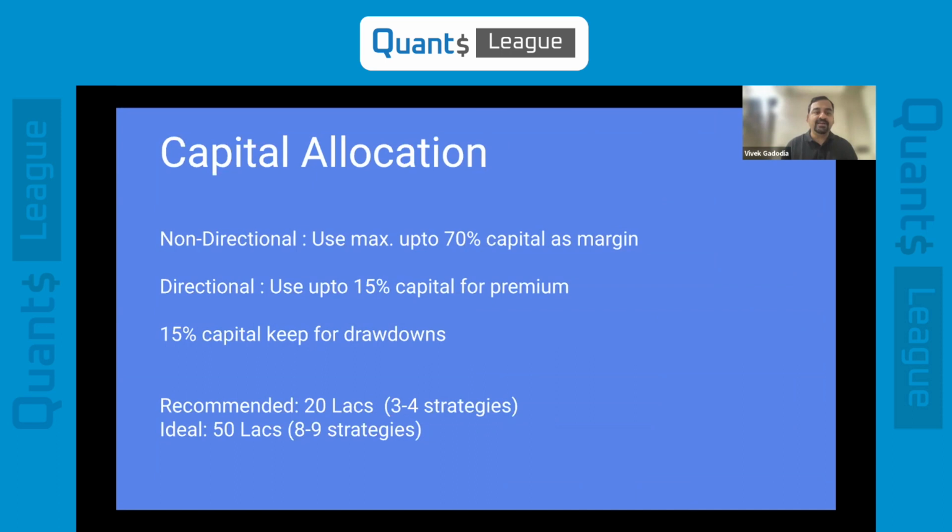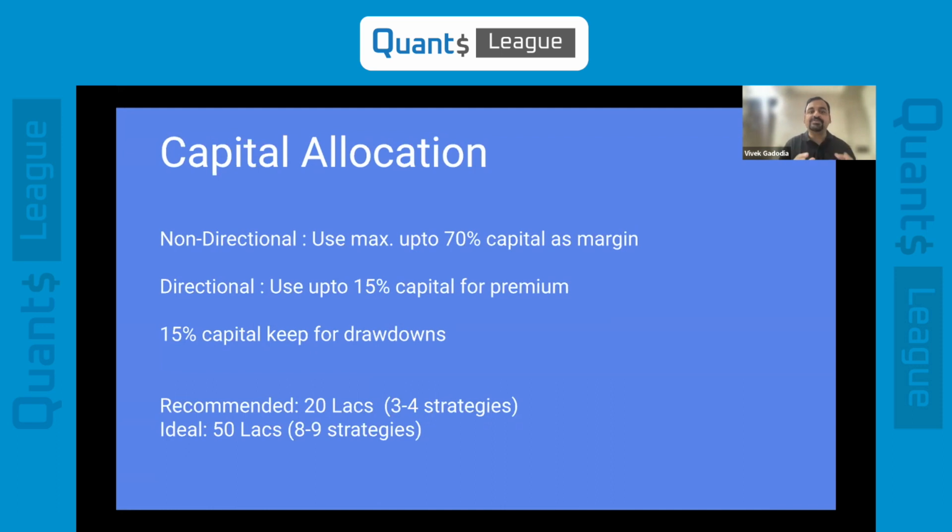So basically, in the non-directional, we'll be using a maximum of up to 70% of the capital as margin. So it's a maximum, right? Not all the time will we be using that 70%. It depends on the conditions and the opportunities. So we may sometimes use as low as 20-25%. At the peak, we may use probably 70%. So on average, we may use about 45-50% of the capital as margin.